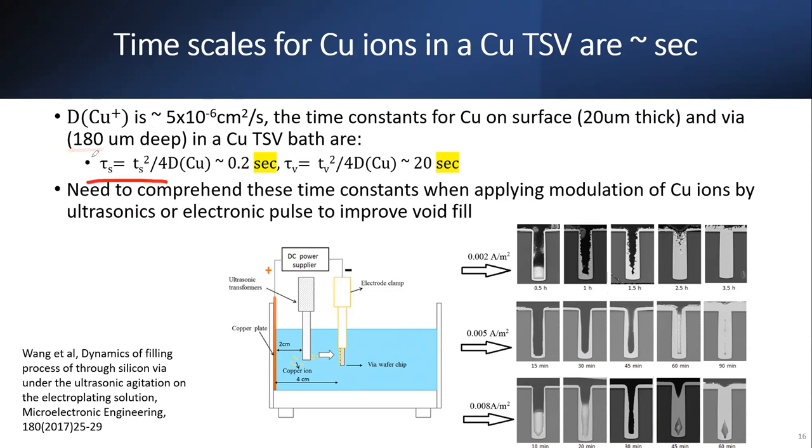If you put this number in, it's just the thickness squared over 4D. This is a typical time constant calculation from diffusion. You can see that it's 0.2 second to 20 seconds. So it's like seconds. The time scale for copper ions to move inside is, you can imagine, seconds. That's a time scale you should keep in mind.